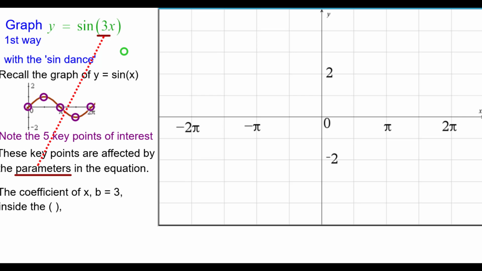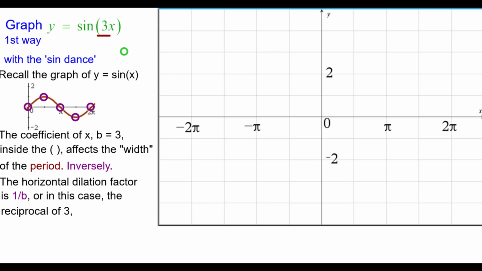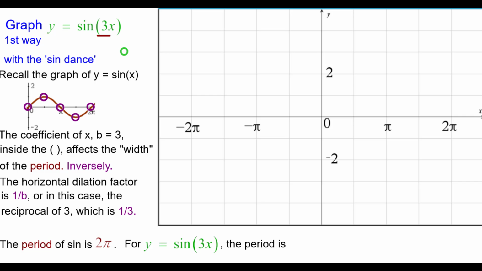The coefficient of x, b equals 3, inside the parentheses, affects the width of the period inversely. The horizontal dilation factor, you may recall, is 1 divided by b, or the reciprocal of whatever b is, which in this case, the reciprocal of 3 is 1/3. The period of the sine function is 2 pi. For y equals the sine of the quantity 3 times x, the period is going to be 1/3 of that 2 pi, which is 2 pi over 3.